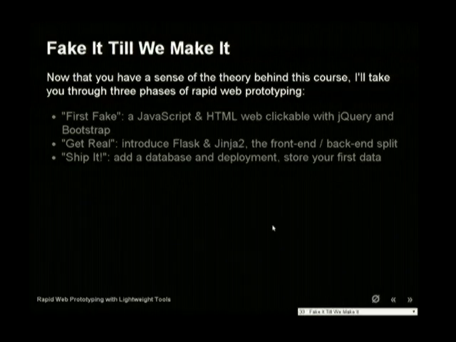OK, cool. So I just skipped to slide 33, just out of my knowledge that I can save time that way. So basically, the 3 steps we're going to take in this course are, first, we're going to do what I'm calling the first fake. So we're going to build a JavaScript and HTML web clickable with jQuery and Bootstrap and no Python code yet. And I'm actually going to show you some Python tools, though, that make it really nice to do this quickly and kind of prototype at the static level really quickly.